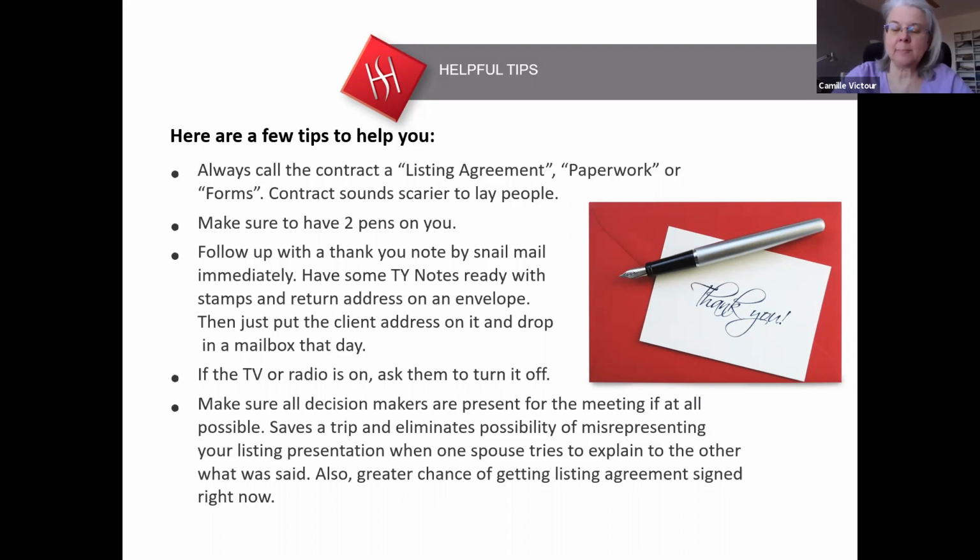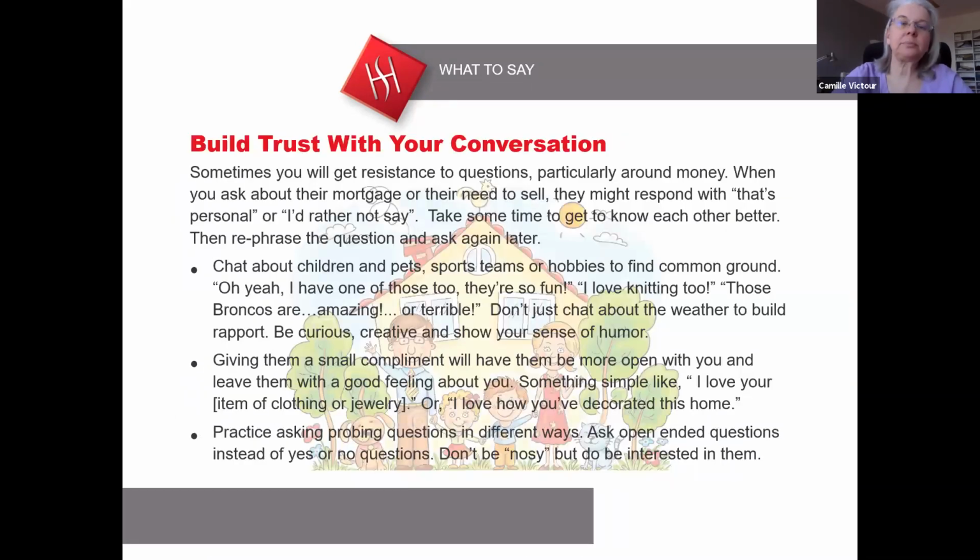Okay? Sometimes that can be hard to do, especially if one spouse travels for work or has already moved on to the next location that they're moving to or something like that. It happens sometimes. Okay. What to say? Your goal is to build trust with your conversation with them. And sometimes you're going to get resistance to some of the questions, particularly around money. So it's okay to just work around that question or come back to it once they've had a little bit of a chance to build rapport with you.